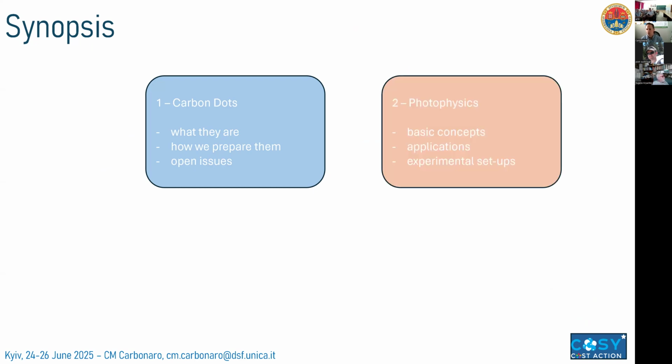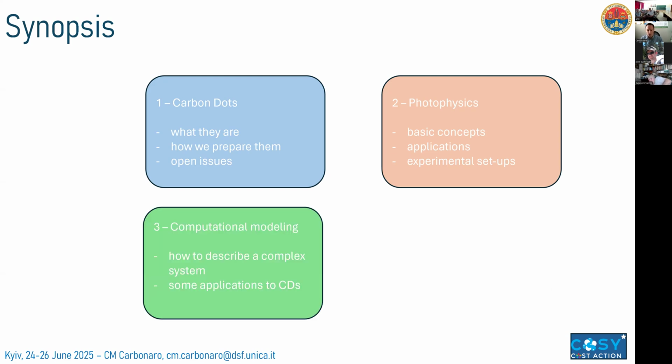Then I will move to the photophysics, since we need to understand what photophysics is for carbon dots. I will just give a brief presentation about basic concepts and applications, and the experimental setups that we use to characterize, in particular, carbon dots, but they can be used for everything indeed. I will briefly discuss the computational modeling we use in order to understand carbon dots, but of course, the previous talks in these days have been more complete than my presentation about these possibilities. However, I will describe some complex systems and some applications to CDs.